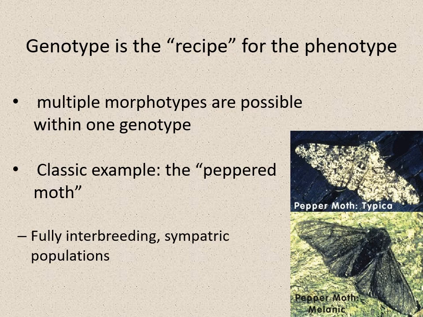Okay, and this is a classic example of microevolution because we're not creating a new species here. These are fully capable of interbreeding. Typica and melanic peppered moths can breed and produce offspring. It's what we call a sympatric population, which means that we have these two different forms, but they're living in the same environment. So why is this such a classic example?